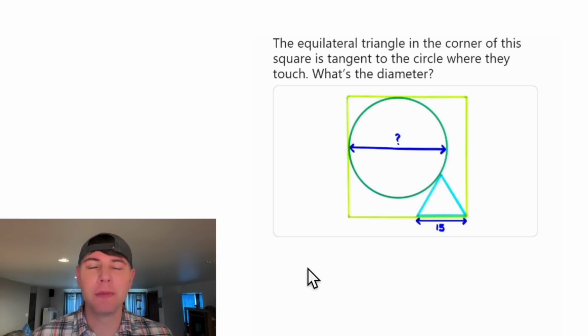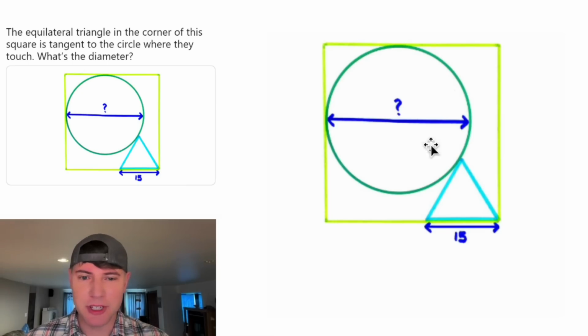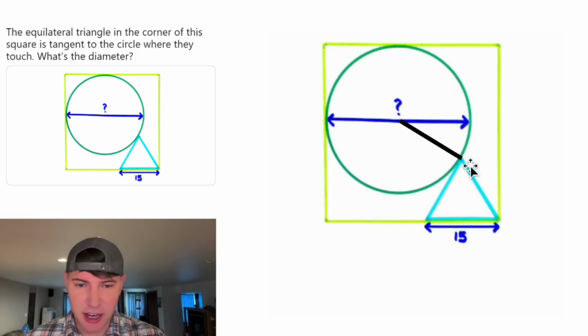If you want to try it on your own, pause it right now because I'm going to solve it in 3, 2, 1. So definitely one of the most important details is the fact this triangle is tangent to this circle. Let's draw the radius of the circle to that point of tangency. And then let's highlight this side of the triangle, that's the tangent line.